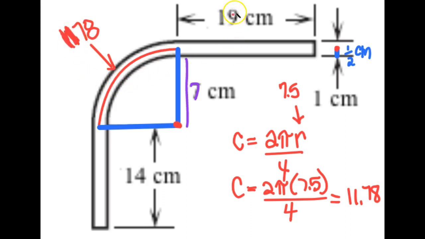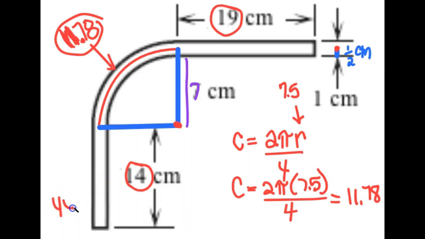And so now all we have to do is add 19, 11.78, and 14 together to get the total length of the pipe. And you should come up with 44.78. The directions above told us to round to the nearest tenth, so we would just round to 44.8 centimeters.